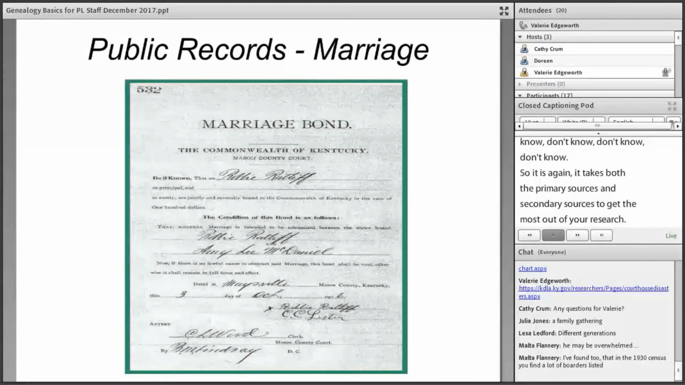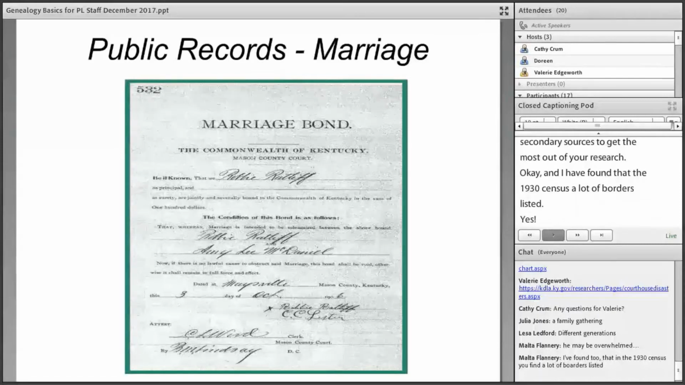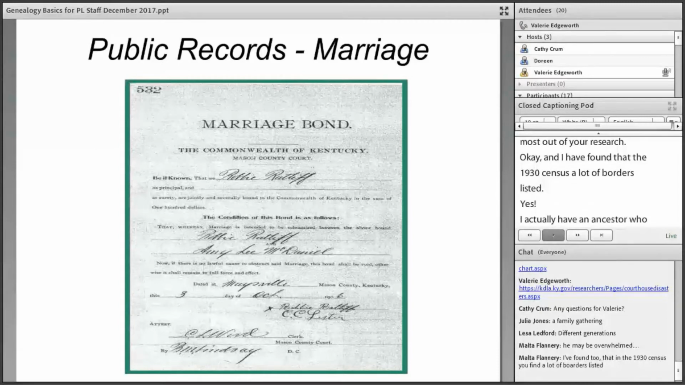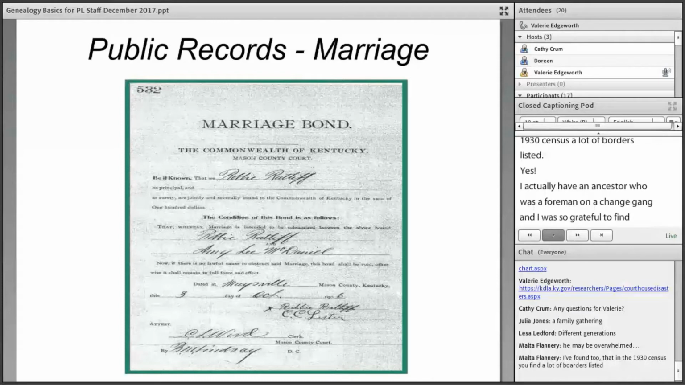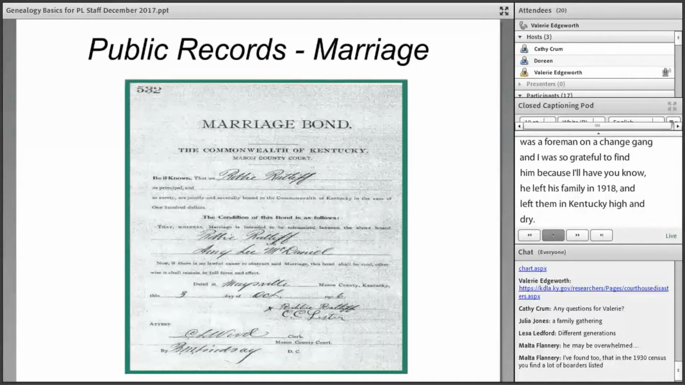Okay, and Malta, let's see here. I too have found the 1930 census a lot of borders listed. Yes, I actually have an ancestor who was a railroad foreman on a chain gang in Augusta, Kansas in 1930. And I was so grateful to find him because he left his family in 1918, left him in Kentucky just high and dry. We could not find him in 1920. So in 1930, I know Henry and I know where he was.